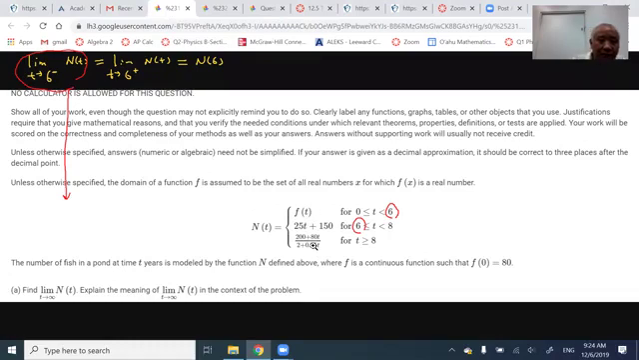Good. So this one will be equal to, we use the first one, right? The first one, where n(t) equals f(t) for t less than 6. So you can change this to the limit as t approaches 6 from the left side of f(t). You see that?